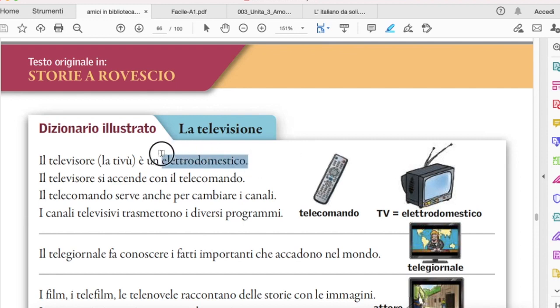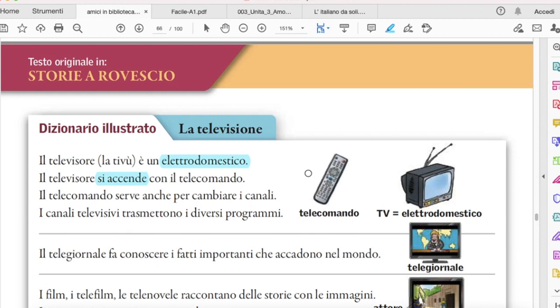elettrodomestico, appliance, electrical appliance. Il televisore si accende con il telecomando. So, telecomando is remote, but si accende, that's an interesting verb, because normally this verb would be with a non-reflexive version. Usually, accendere, it's a non-reflexive verb.